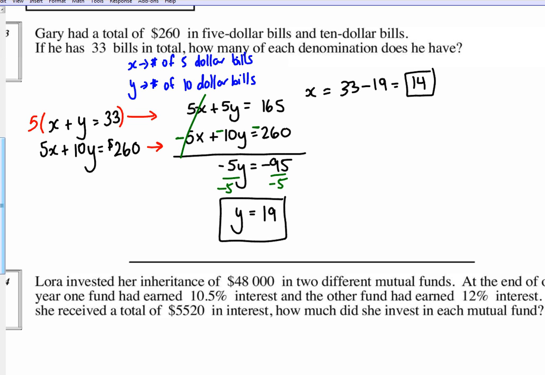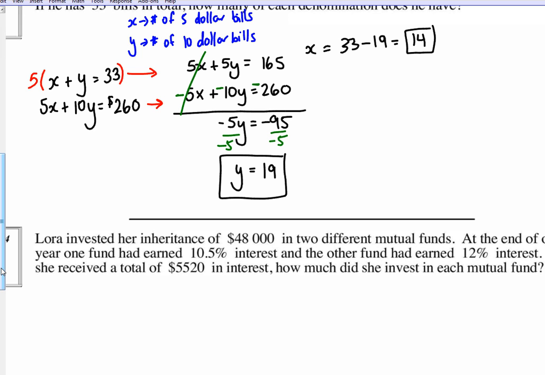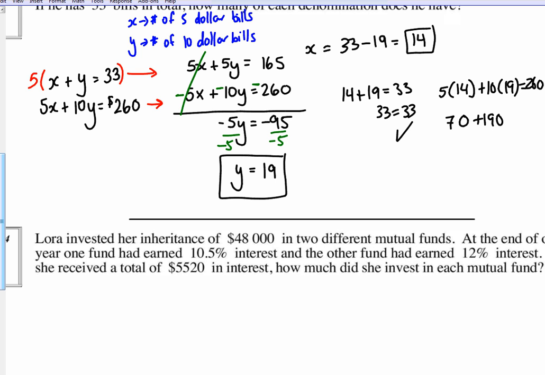Okay, I'm not going to do our check. I'm going to save time. Is that okay? We should be doing our check. Should I do it? And then you have 5 times 14 plus 10 times 19 has to equal 260. So that's going to be 70 plus 190, or 260 equals 260. Blah. Do you ever feel that way about your checks? I do. But they're good. They are good. It's like good for you.